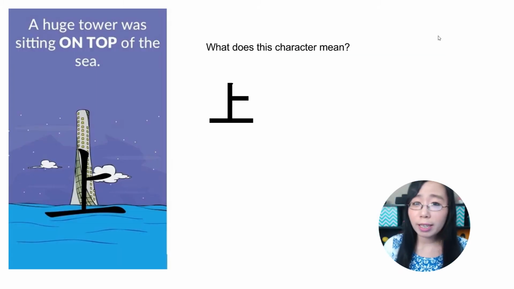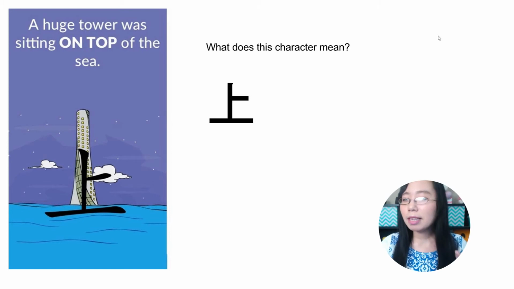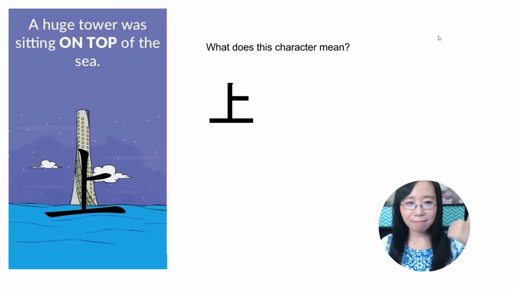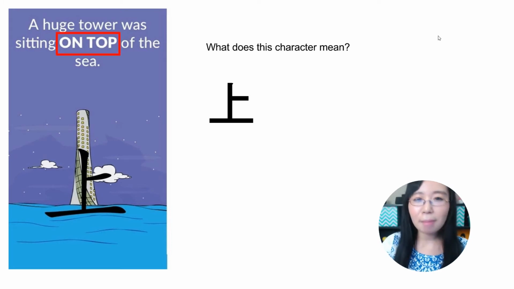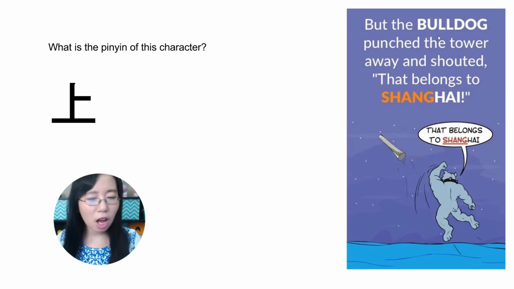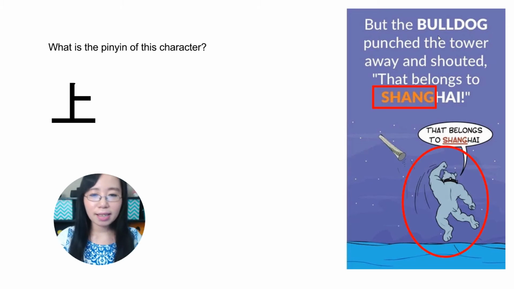Do you remember how to identify the meaning of a character based on the first picture? It's something that looks different from the other words in the sentence. 3 seconds. 1, 2, 3. Yep, this character means on top. Now, based on the second picture, what is the pinyin of this character? It's capitalized and it's in a different color. That is Shan, the sound.